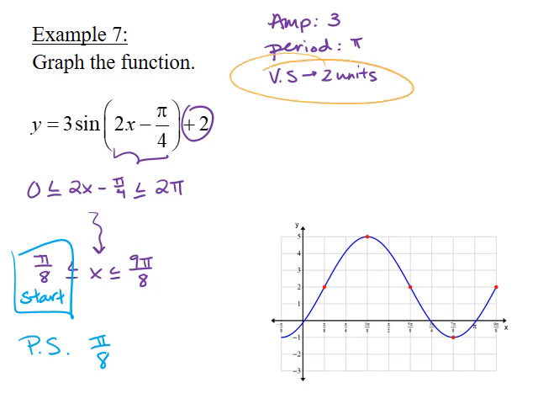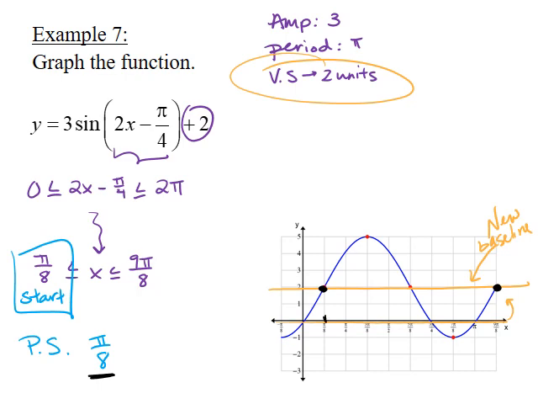Because I have a vertical shift of 2 units, that means this baseline is moving up 2 units. So here is my new baseline. I'm going to start and end at my max. Since it's sine, I'm going to start and end on my baseline. I'm going to start at pi over 8 and I'm going to end at 9 pi over 8. So you can think of this in scale or pi over 8 units.